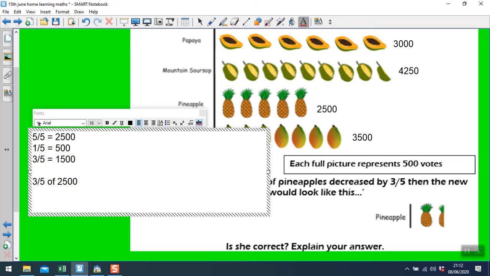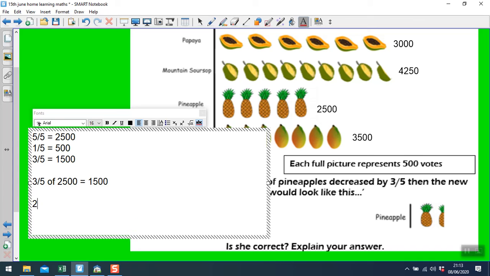But the question says the number of pineapples decreased by 3/5, so it went down by this number. So it's 2,500 take away 1,500, which equals 1,000 pineapples.